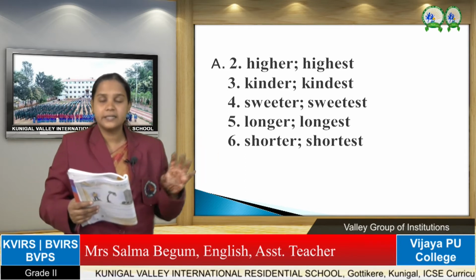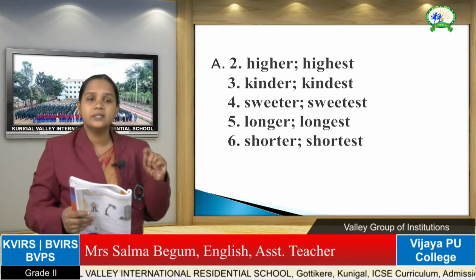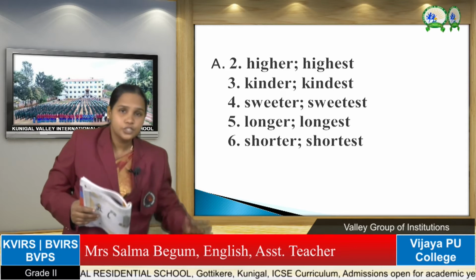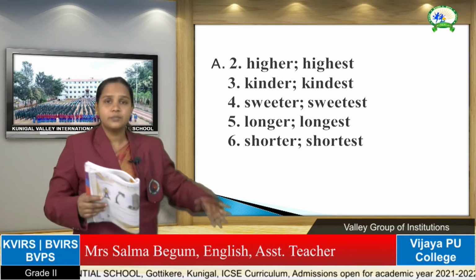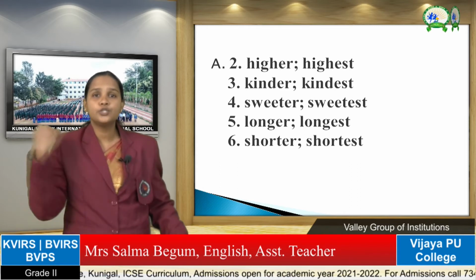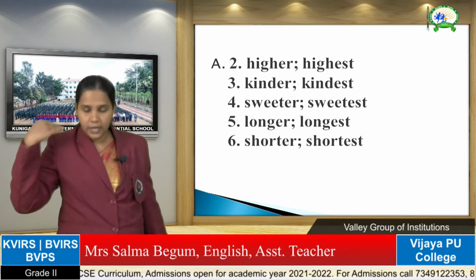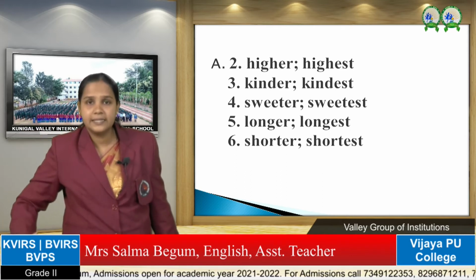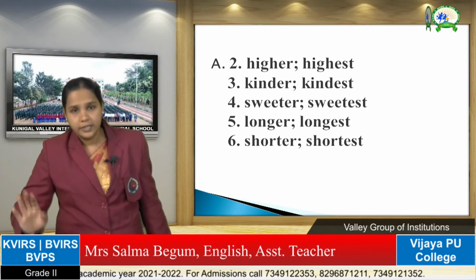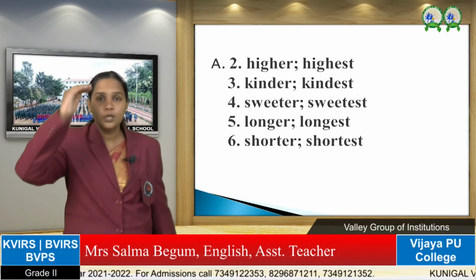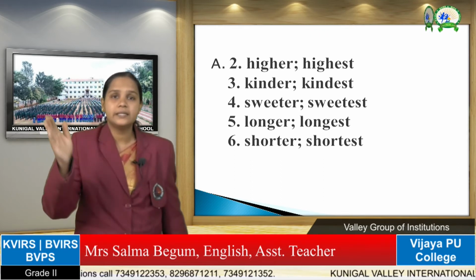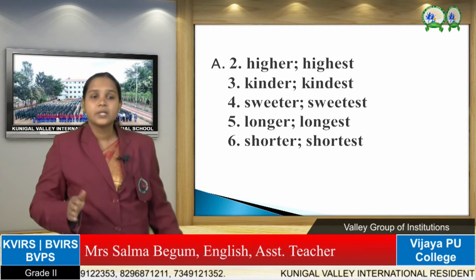Kind, kinder, kindest. Sweet, sweeter, sweetest. Long, longer, longest. Short, shorter, shortest. Very short. Something will be a little bit short. In your class you can see one of your friends will not be at your height. If you are this much height, there will be a friend a little bit less in height, and still you can see another friend, he will be still smaller. So short, shorter, shortest. These are the three types where we are going to compare.